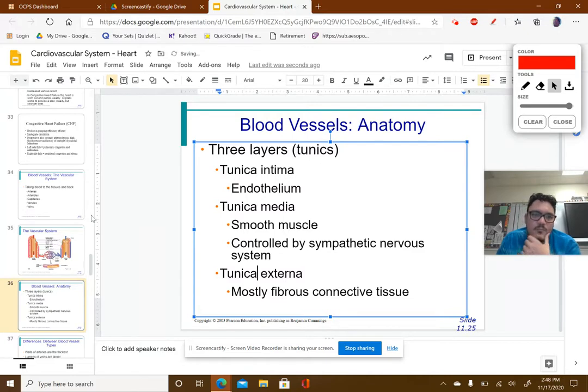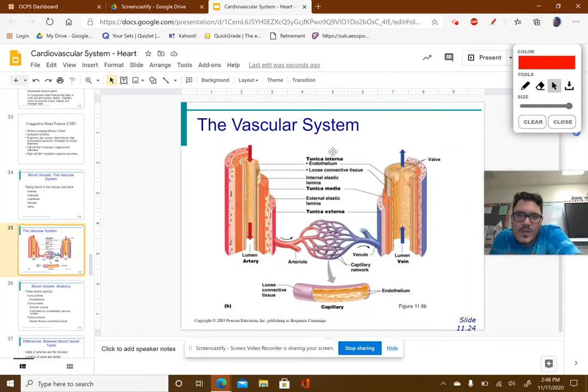There we go. The 3 layers, honestly, it's more common sense. It's in the bold term. Tunica interna is the internal layer, right? So the innermost layer. Tunica media is the middle layer. Tunica externa is the outermost layer. Like I said, the words kind of give it away.